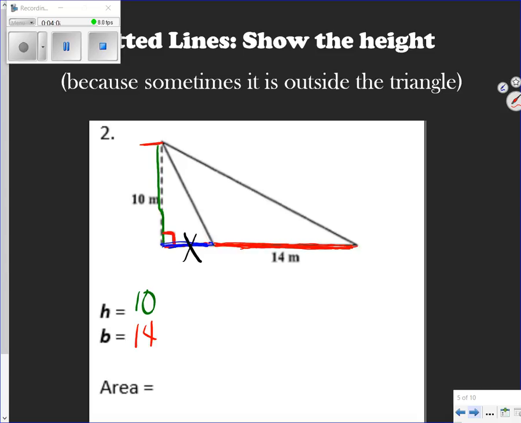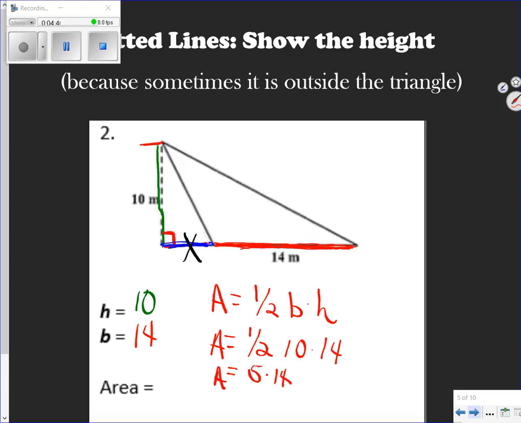Any dotted lines that are part of the base do not get added in when you go to calculate your area. So again, our area formula is area equals 1/2 our base times our height. We plug those numbers in over here. Area equals 1/2 10 times 14. And notice I just wrote that height times base. It's all the same. It doesn't matter because you're multiplying straight through. Area equals 5 times 14. So the area of this shape is going to be 70. And our units again, meters squared, because it's units times units.